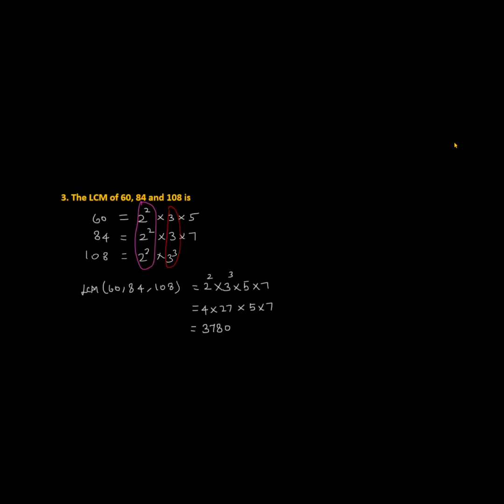Let's check this. 27 into 7, 7 sevens are 49, 189, and 4 fives are 20. 27 into 7 is 189, then 3780. So the LCM of 60, 84, 108 is 3780.